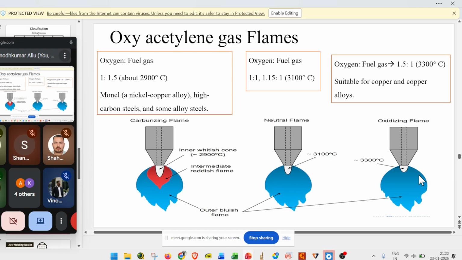As I said previously, with a carburizing flame a black kind of smoke forms, because the fuel is not completely burnt out, as there is not enough oxygen. Whatever is leftover is carbon, and the carbon will react with the molten pool. Once the carbon content in the molten pool increases, the hardness of the material increases. In that kind of application we can use this carburizing flame.